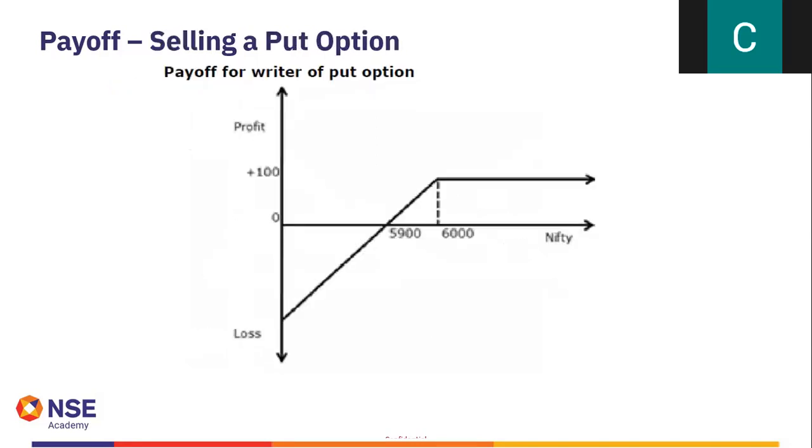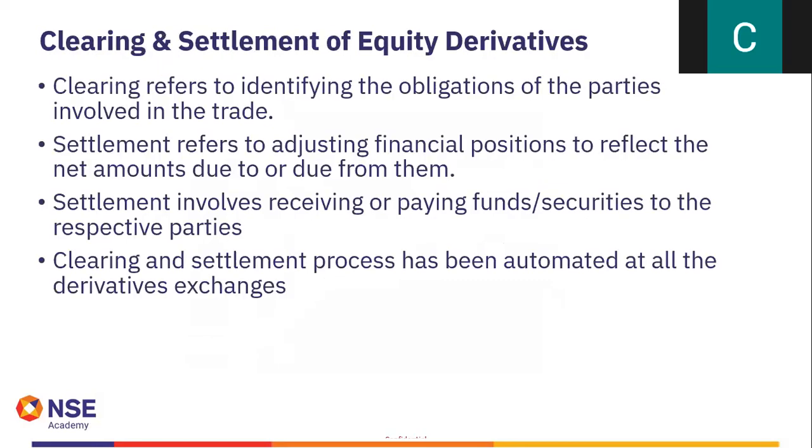Okay, going further, coming to the clearing and settlement part. So basically, what does exactly clearing and settlement mean? Clearing is nothing but identifying the obligation. Who is the buyer? Who is the seller? Who is supposed to pay money? Who is supposed to pay shares? Who is supposed to receive money? Who is supposed to receive shares? That is the clearing part.